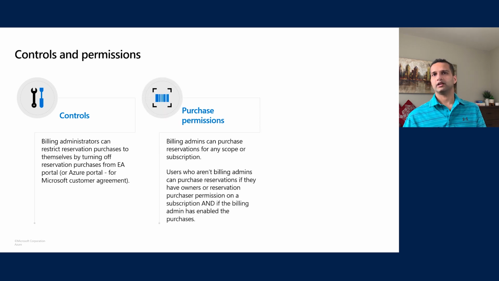Purchasing permissions. Again, as I said, billing admins can purchase reservations for any scope or subscription. Users who aren't billing admins can purchase reservations if they have subscription owner or reservation purchaser permission on the subscription, and if the purchase is enabled by the billing admin.